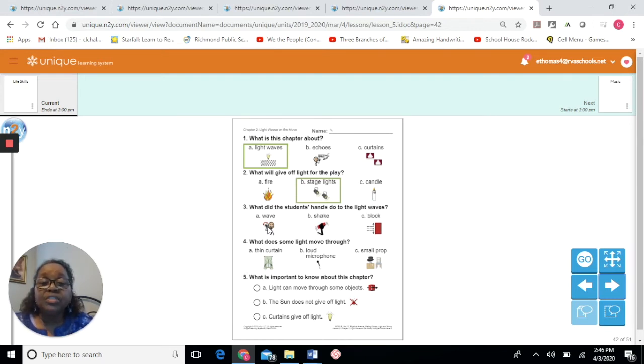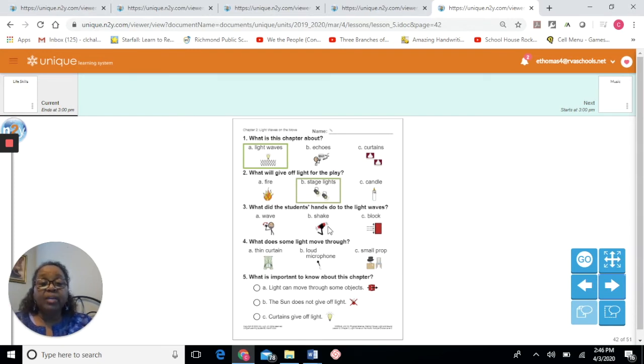Number 3, what did the students' hands do to the light waves? If we read it right, it has a little bit more meaning. Let's try that again. What did the students' hands do to the light waves? Okay, let's see if we can get rid of one of these answers. Let's slash and trash.